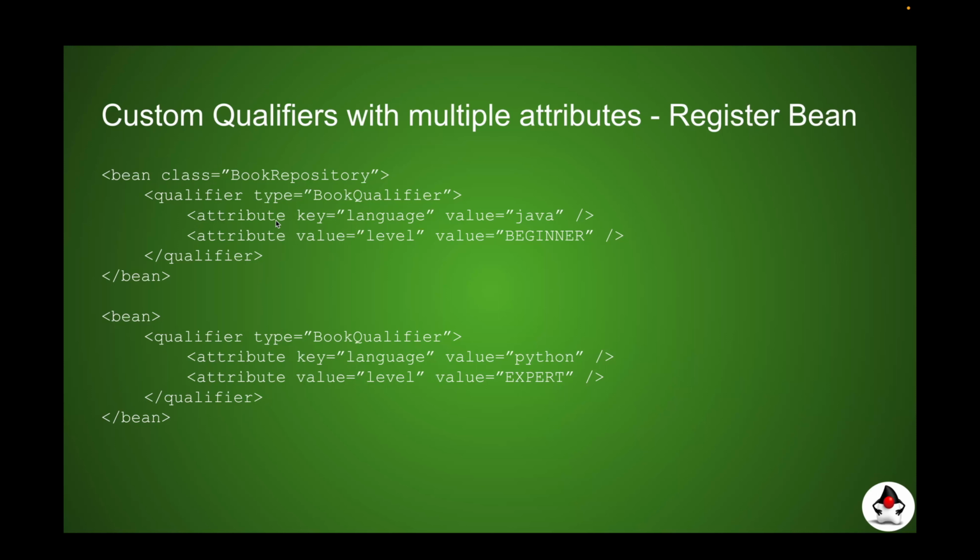And there is a typo in the second line. For the attribute, this should be key equal to level and value equal to beginner. It is not value equal to level. It should be key equal to level and value equal to beginner. And the same goes for the second. So here we have defined two book repositories, one for Java language for beginners, and a second book repository for Python language for experts. So let's see how to do that.